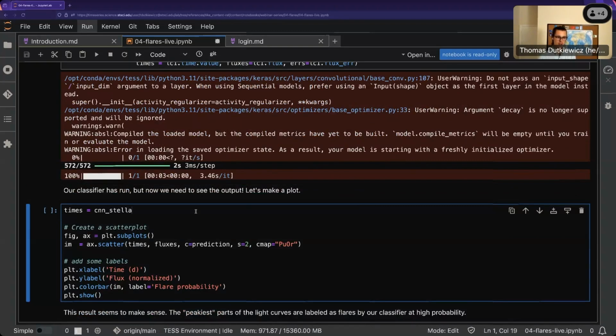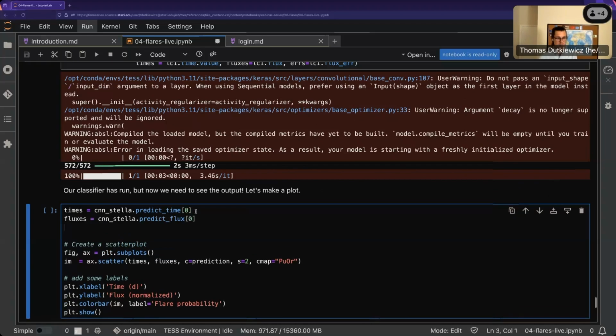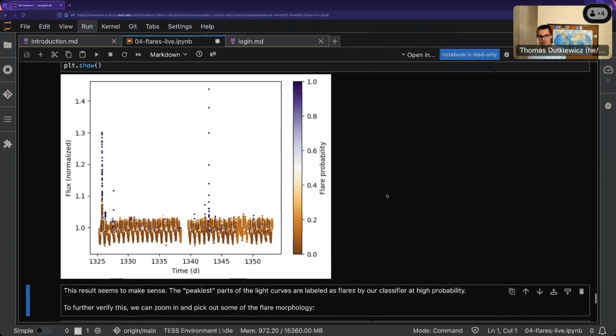times equals CNN_stella.predict_time[0] because we want the value. Fluxes is CNN_stella.predict_flux[0] because we just want the value. And the prediction is CNN_stella.predictions, plural. When we run this, this is a pretty nice graph, if I do say so myself.